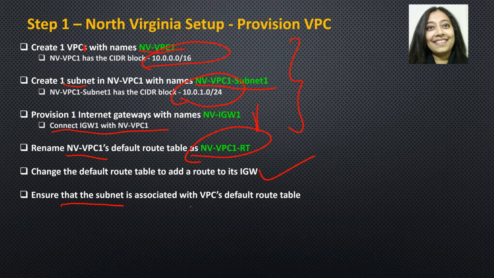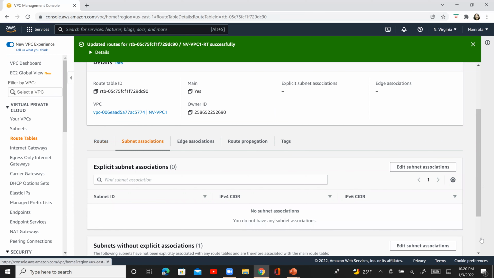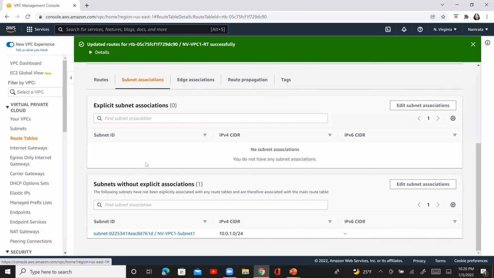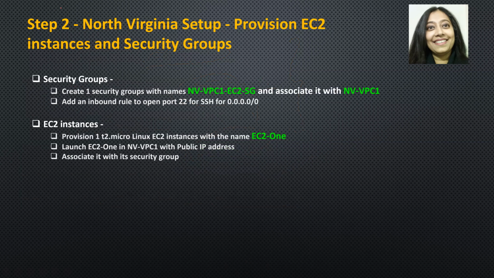Ensure that the subnet is associated with VPC's default route table. Subnet associations, and you should have, without explicit association, this subnet associated. Perfect. So we have completed step 1 of the setup for North Virginia. Step 2.